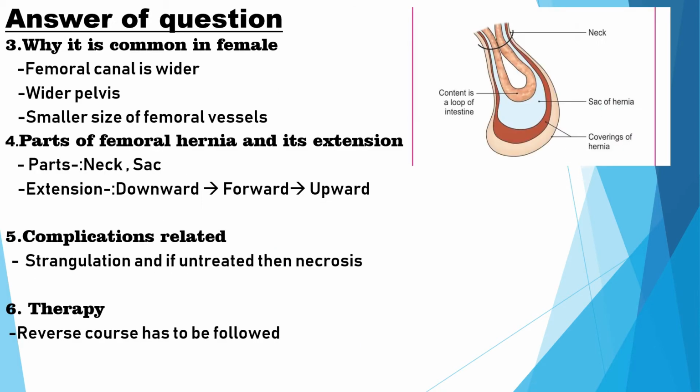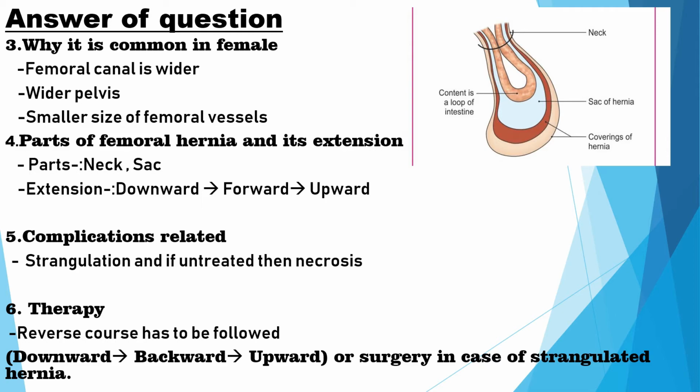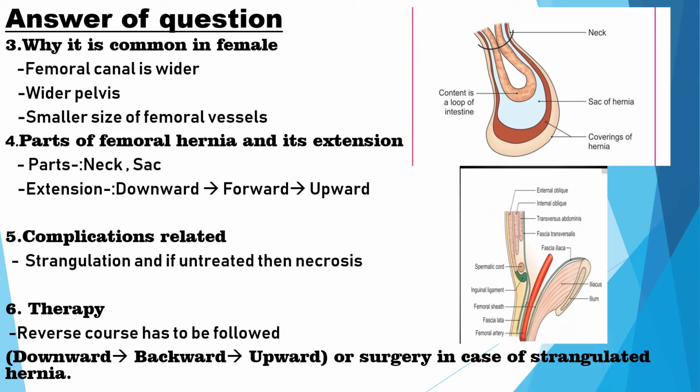The next question is why it is more common in females than in males. When you study the anatomy of the pelvis, you will notice that the female pelvis is wider than the male pelvis. And if the bony part is wider, the soft part has to be wider. So the femoral canal in females is also wider. And the size of the femoral vessels is also narrow in females. So all these three factors promote easy passage of abdominal contents, or herniation, through this femoral canal. Hence it is more common in females.